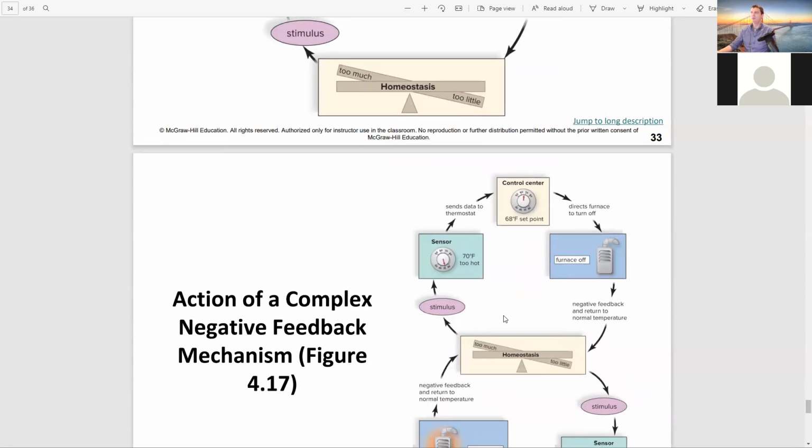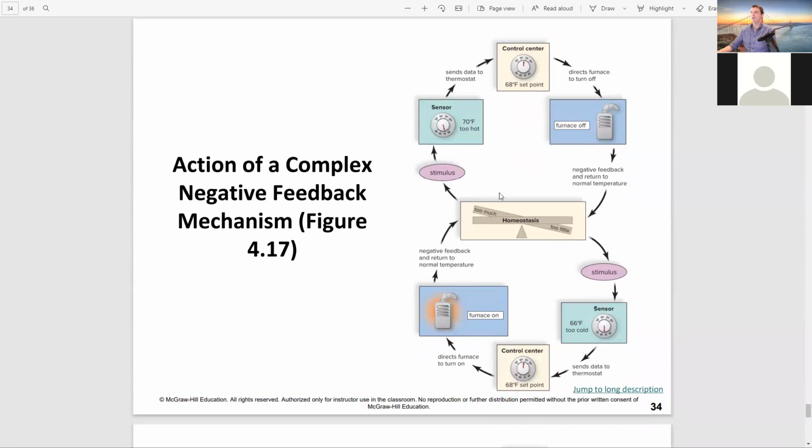And so an example here is for your furnace. So if it's too hot, you have a sensor that recognizes that, sends data to the thermostat, which turns off the furnace, and this is negative feedback to have the temperature at the right level. And then the same thing is if it's too cold, the sensor will pick that up, send it to the control center, and this will turn the furnace back on such that there's negative feedback in returning to normal temperature.